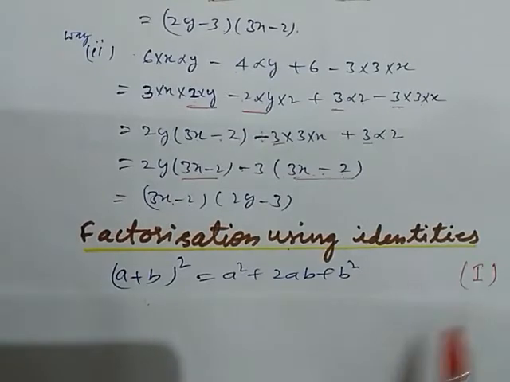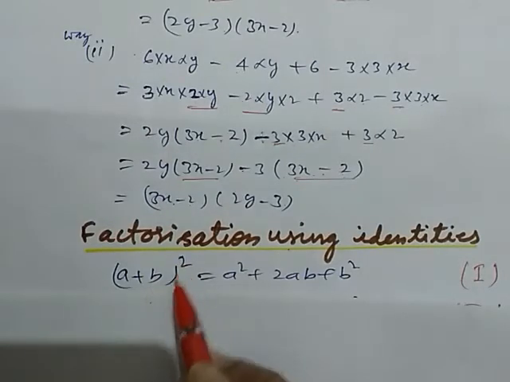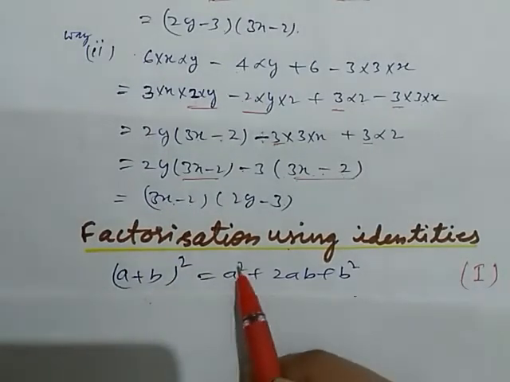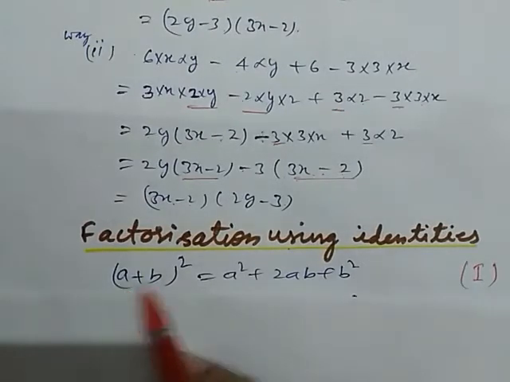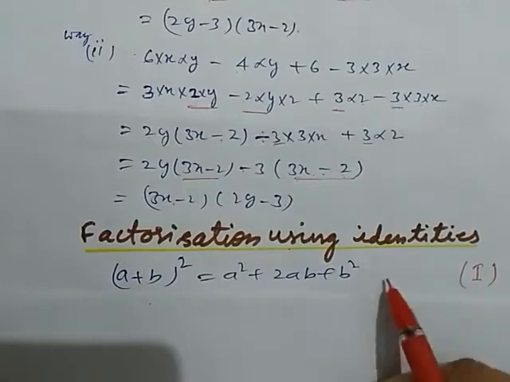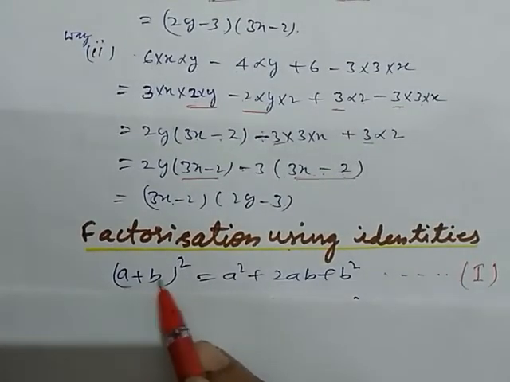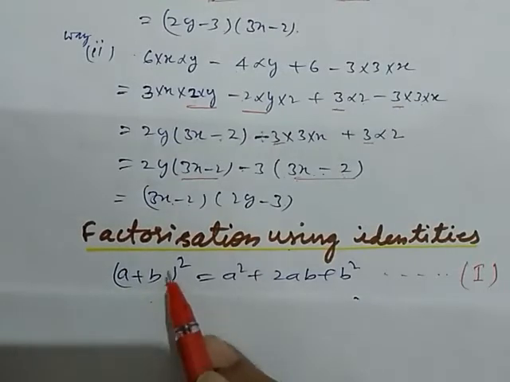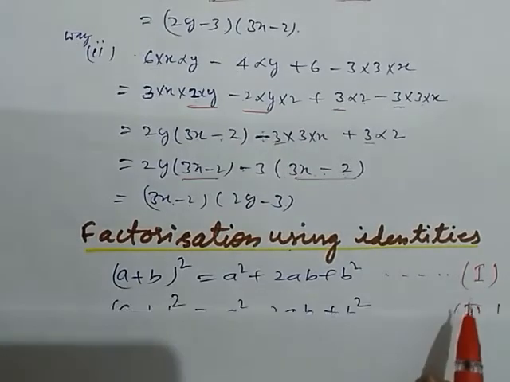Our first identity, as you all learned in your previous class: a plus b whole square can be written as a square plus twice ab plus b square. So this is our first identity. When we multiply a plus b into a plus b, we get a square plus twice ab plus b square, and this is our identity.